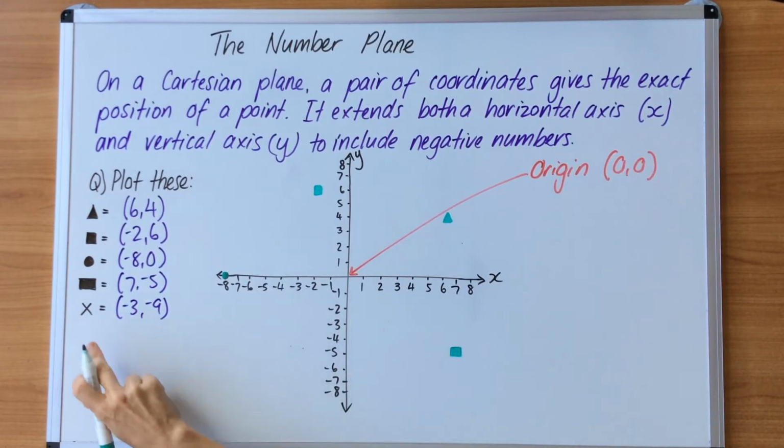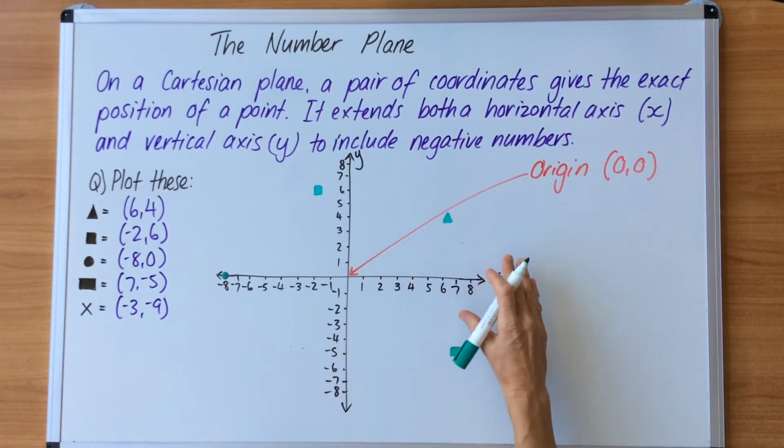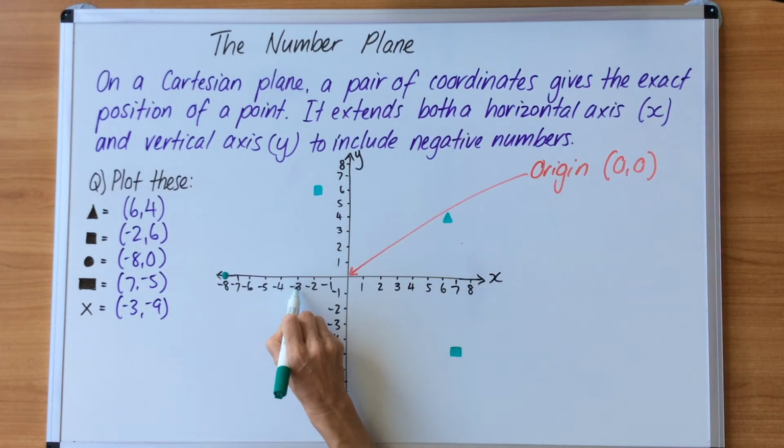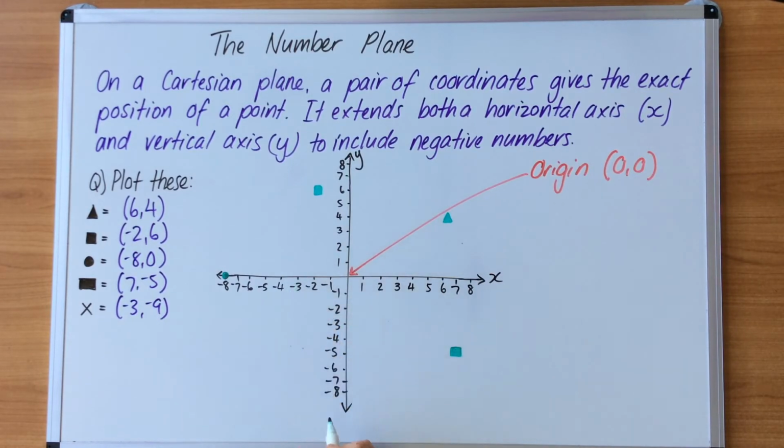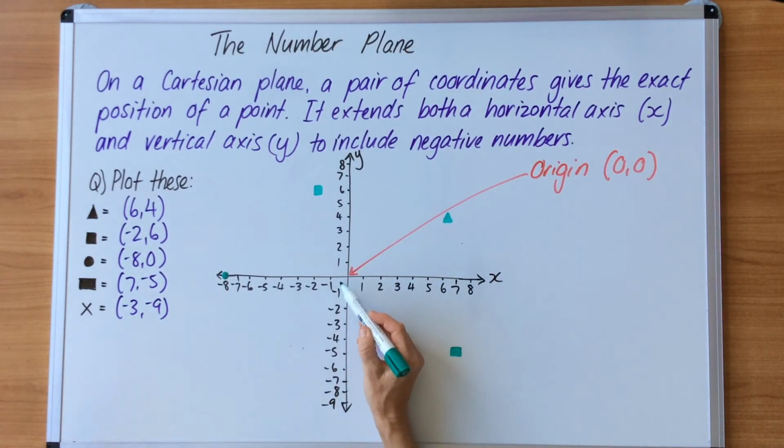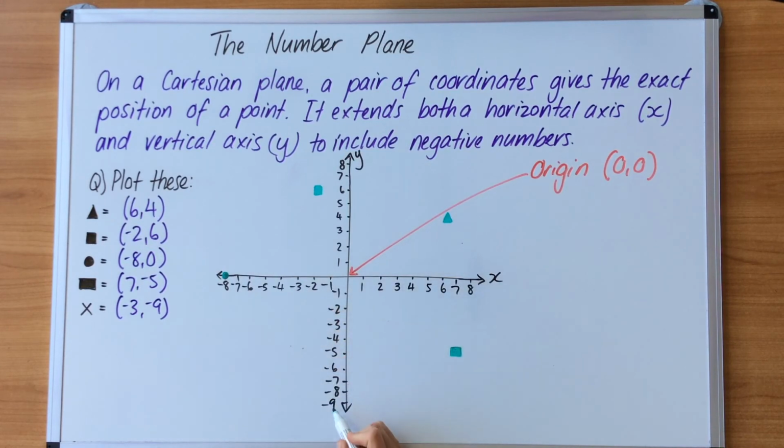And the last one is our cross, -3 and -9. We're going to crawl to our -3, which is here, and that's on the x-axis, and we're going to walk to -9. Now I haven't actually got a -9 down here, so I'll need to add one. That's a -9 down here. So we've got our crawl on the x-axis to -3, and we walk all the way down to this -9, and we place our cross there.